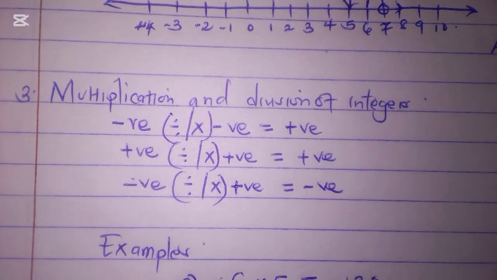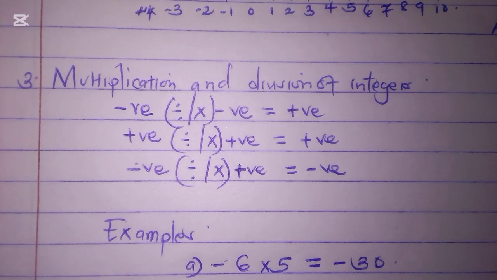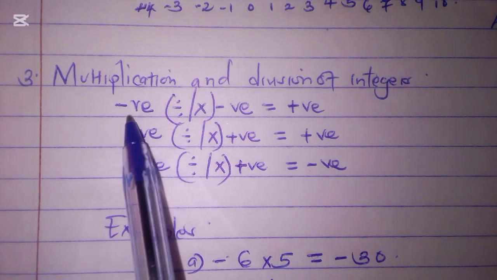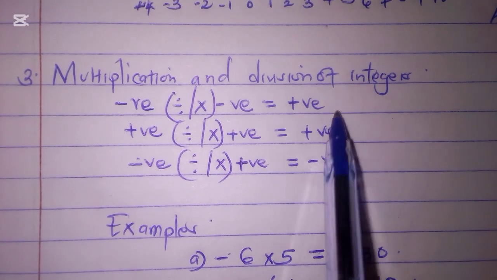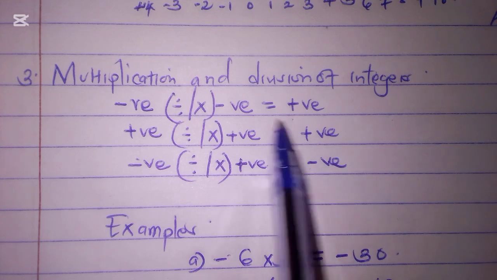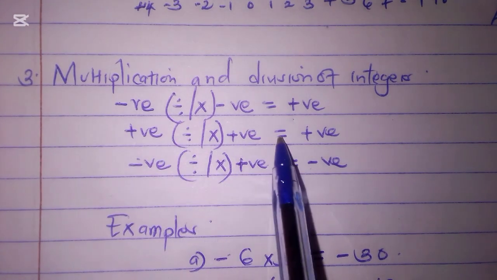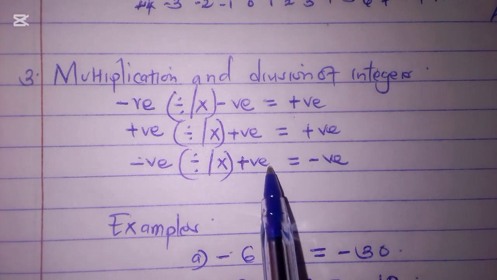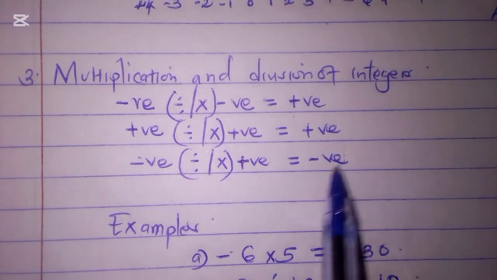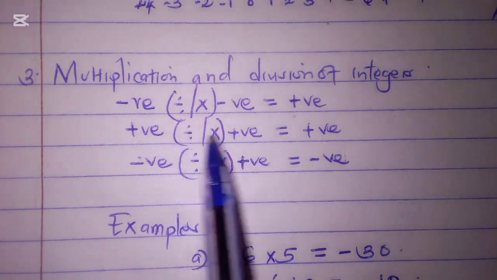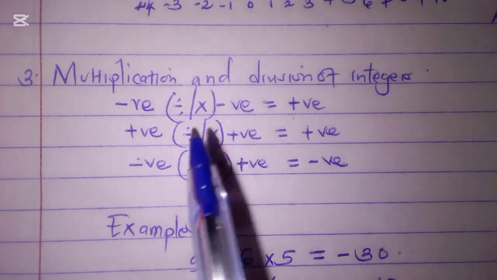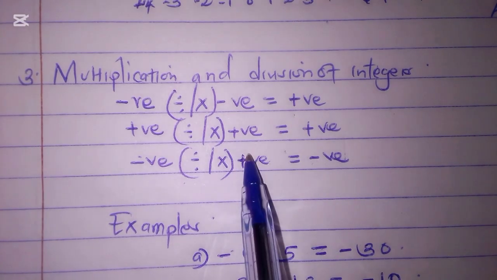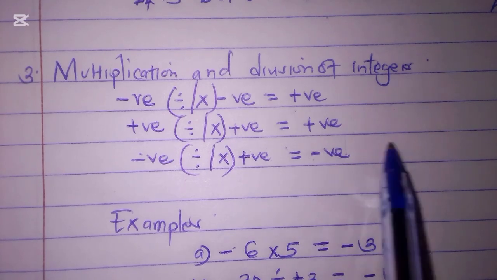here under multiplication and division, we have some laws concerning integers. That is, if you have a negative and a negative, either dividing or multiplying will always give you a positive. Positive multiplied or divided by positive will give you a positive. All these laws mean that if you have the same sign, either dividing or multiplying will give you a positive. If we have a negative and a positive, dividing or multiplying will give you a negative.